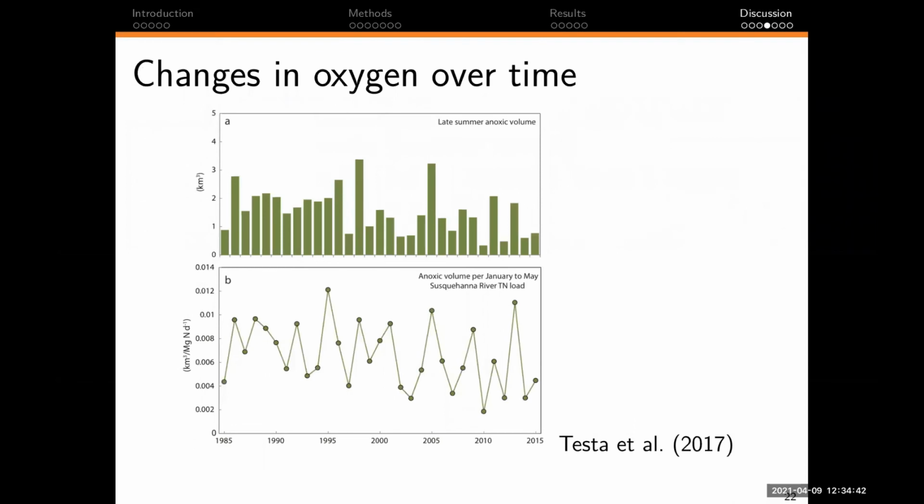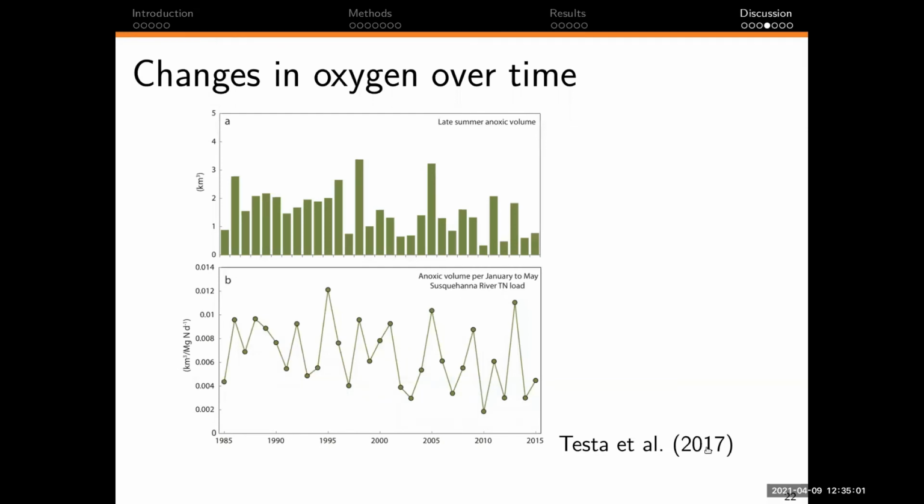As a point of discussion, some of the changes in oxygen that have been observed over time may not be able to be captured by the model. There's some non-stationarity that we're not able to capture, or some mechanisms that we don't capture. One of these changes is that the late summer hypoxia and anoxia has been improving.